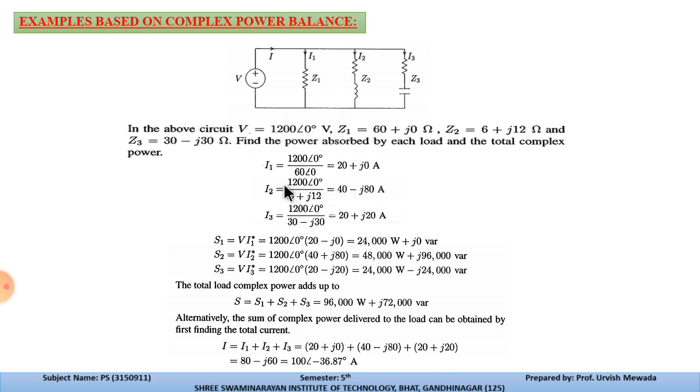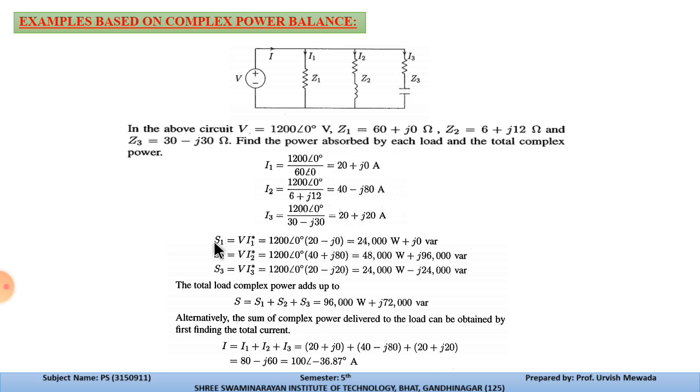Now we have the value of voltage and the value of current, so we can calculate the complex power of each branch. But before we can calculate the complex power of each branch, we need to take the conjugate of the current of each branch. The star indicates that it is the conjugate of the current. Conjugate means, for I1 equal to 20 plus j0, if you take the conjugate, the plus sign is replaced with a minus, so 20 minus j0.